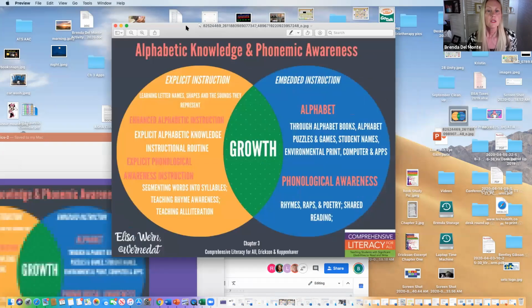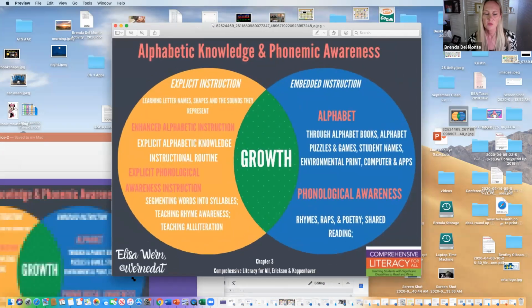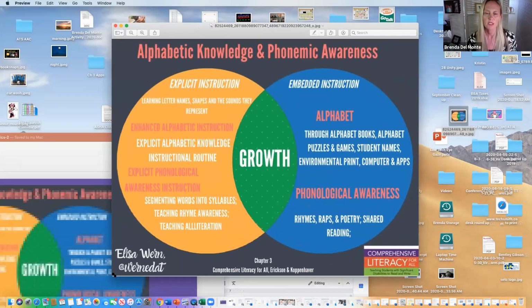Oh, there we go. So again, I told some of you that I did the book study online, and Alyssa Wern is amazing, and she does that book study, and she made this graphic, and I thought it was super amazing, the way that she put explicit instruction on one side and embedded instruction on the other, and how those might create a growth area.